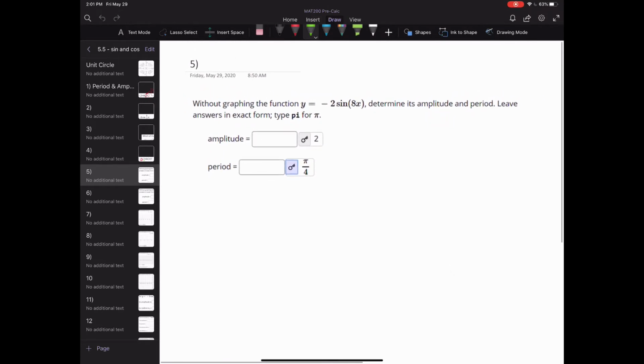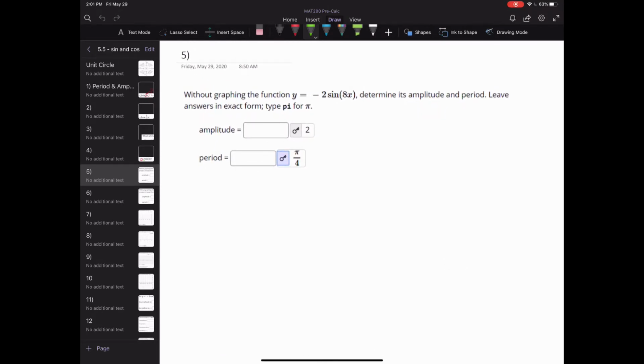Okay, without graphing the function, determine its amplitude and period. Well, we know the amplitude is 2. And the period is just 2 pi divided by that number, which is just 2 into 2 is 1, 2 into 8 is 4. It's just 1/4 pi, or pi over 4, which is exactly what we have. Let me turn back to red.